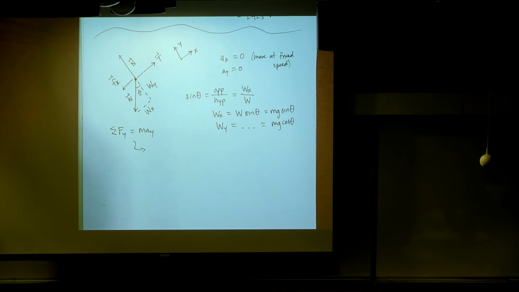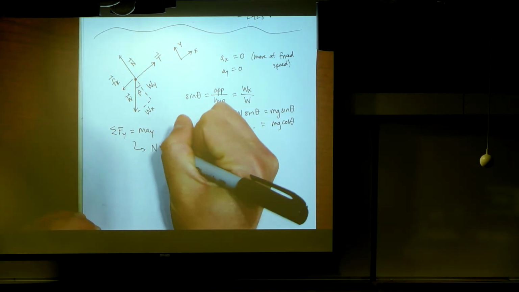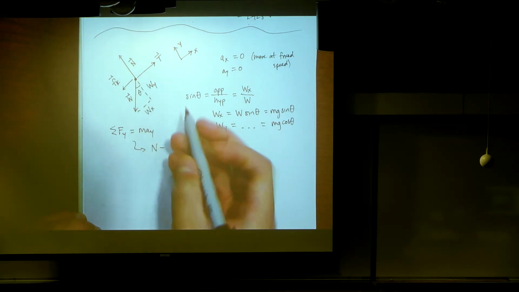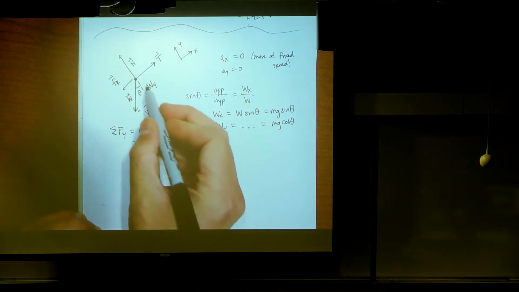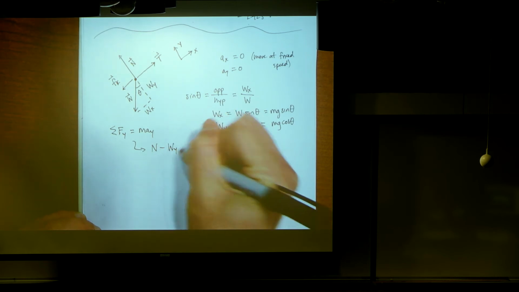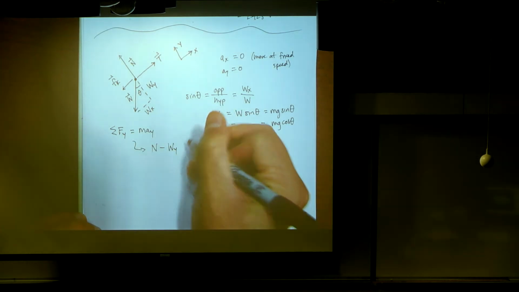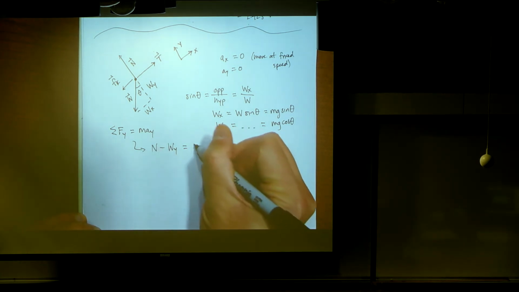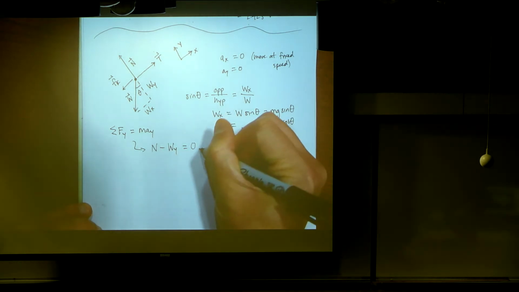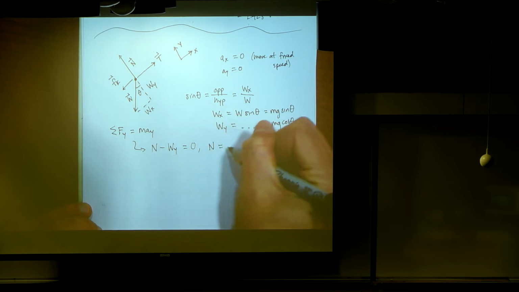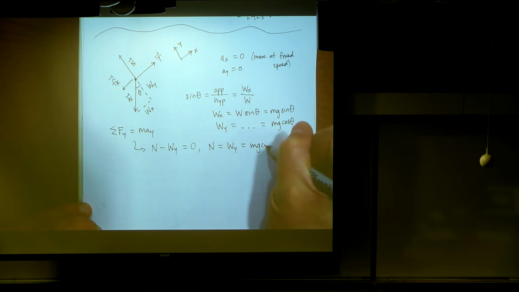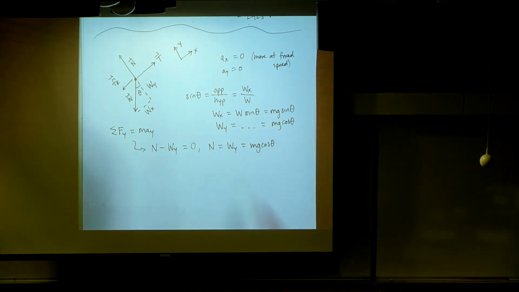Normal force plus normal force minus mg cosine theta. Yeah, so for now I'm just going to write this as n minus wy. Okay? And that equals what? 0. There's no acceleration. So the reason I did that is to say the normal force is just equal to Wy, which is equal to mg cos theta. Why did I need to know that?